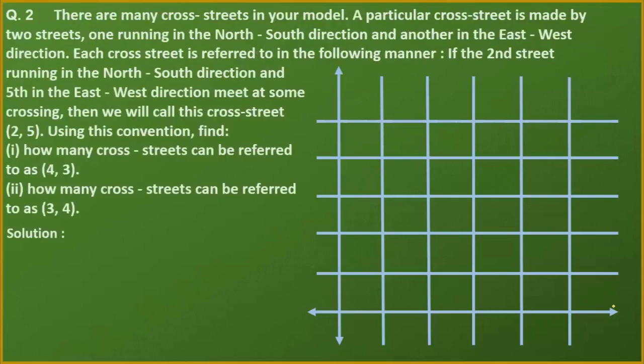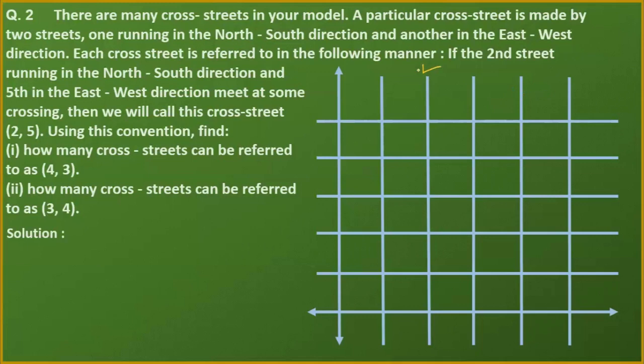So see here, now we are coming to the last part of the question. What are they saying further? There are many cross streets in your model. A particular cross street is made by two streets, one running in the north-south direction and another in the east-west direction. Each cross street is referred to in the following manner. If the second street is running in the north-south direction, first of all, see which is the second street running in the north-south direction. North-south direction means all the vertical lines will come, and the second street means they are talking about this particular one, where I have put the tick mark.